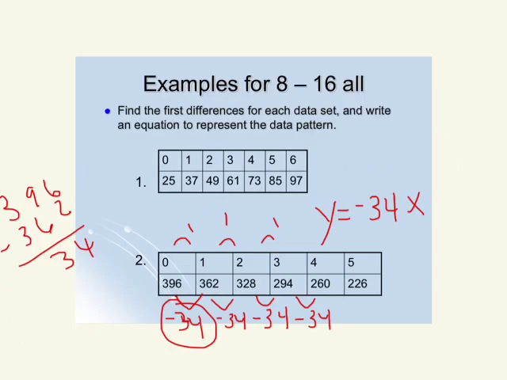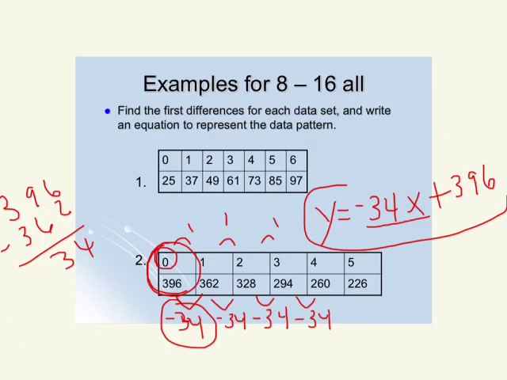Again, this rate of change is always multiplied by the variable, and then the value of y when x is 0 is what's at the end. So this could represent maybe you have $396 in the bank and you're going to take $34 out a month for spending money.